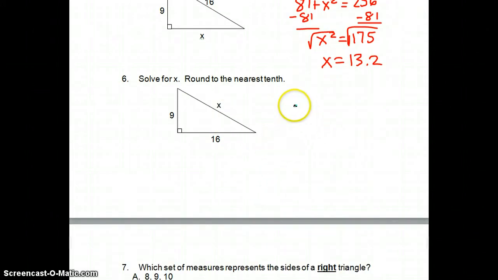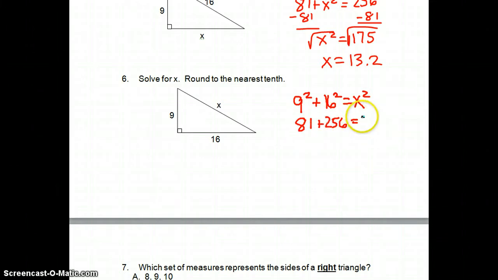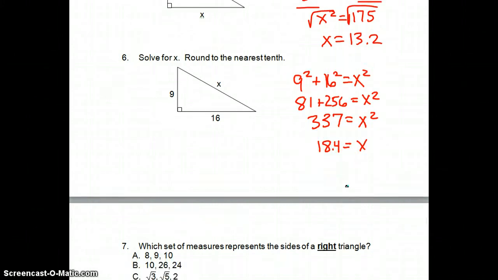This time x is the hypotenuse. We're going to do 9 squared plus 16 squared equals x squared. 81 plus 256 equals x squared. That's 337 equals x squared. Square root of that, 18.4. So x equals 18.4. That's number 6.